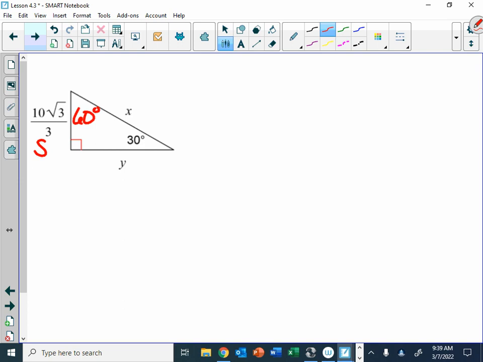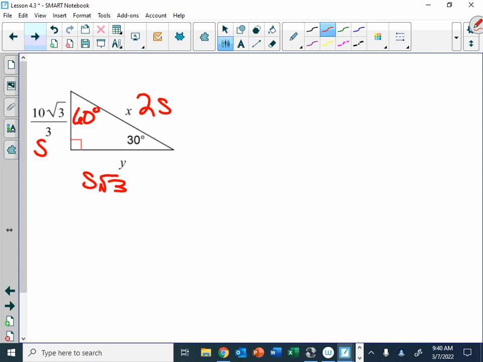What does that mean Y is going to be labeled as, the other leg? S square root of 3. And X, my hypotenuse, 2S. So S is 10 square root of 3 over 3. Now I need to figure out everything else. Let's just start with the other leg.